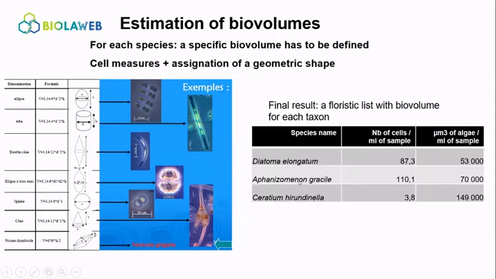So really, the final result of a floristic list is this. You have some species names, and for each species name, for instance, this Diatoma elongatum, this first result, it's a number of cells per milliliter that is transformed into a biovolume of algae per milliliter of sample. I report it in cubic micrometers of algae per milliliter, but you can transform it into something different. But basically, that's it.